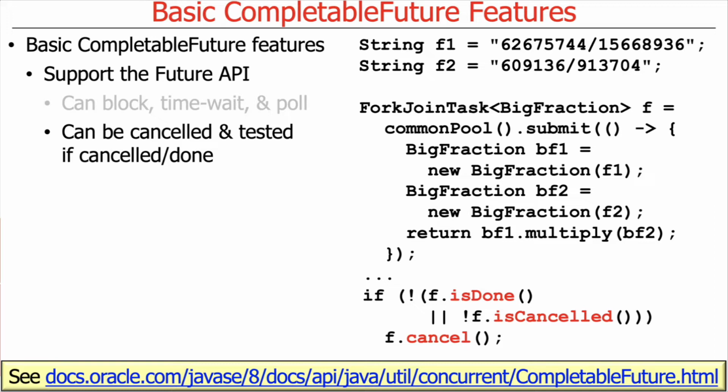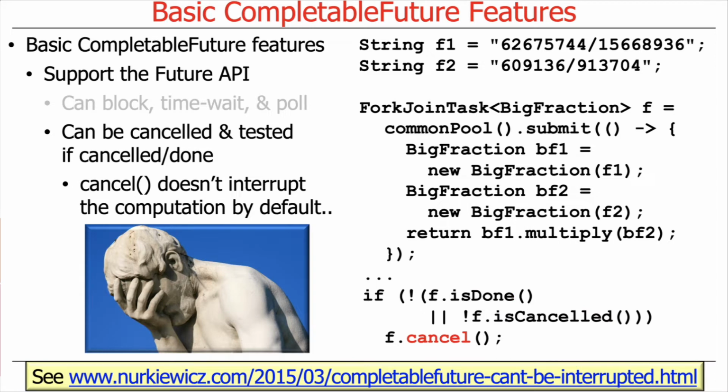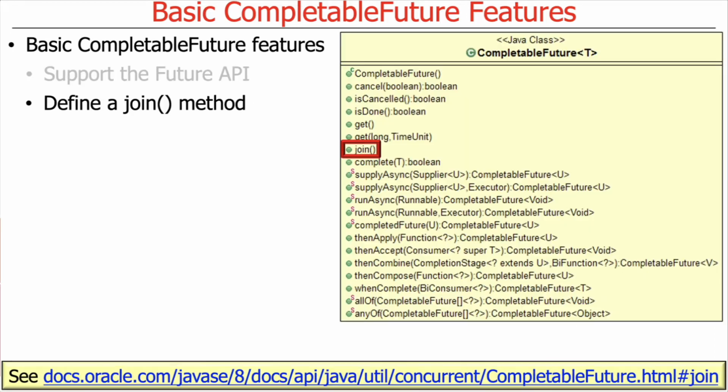You could also cancel and test a CompletableFuture to see if it's done. So you can ask, is it done? Is it canceled? You could also attempt to cancel it. Oddly enough, and this is just bizarre, if you try to cancel a CompletableFuture, by default it doesn't actually interrupt the computation. I won't go through all the reasons why that's the case. If you're curious, you can take a look at the "CompletableFuture can't be interrupted" link and understand why it works this way. But it's kind of weird. Of course, there are ways around this, but just be aware that cancel doesn't really do anything on a CompletableFuture.